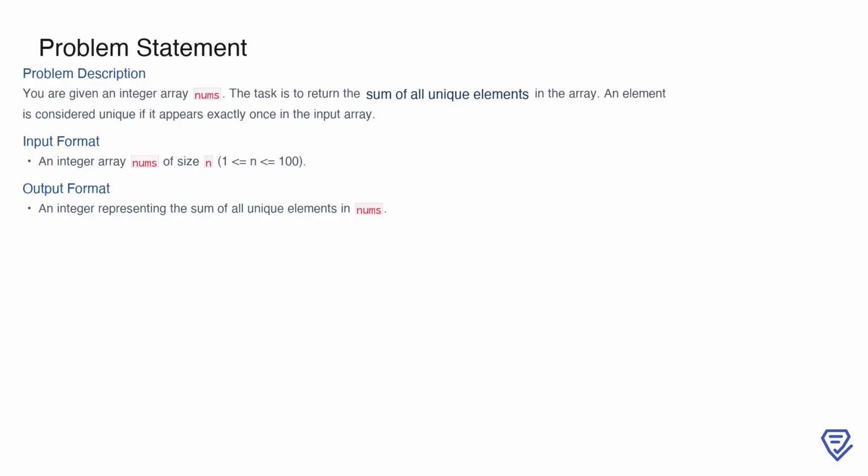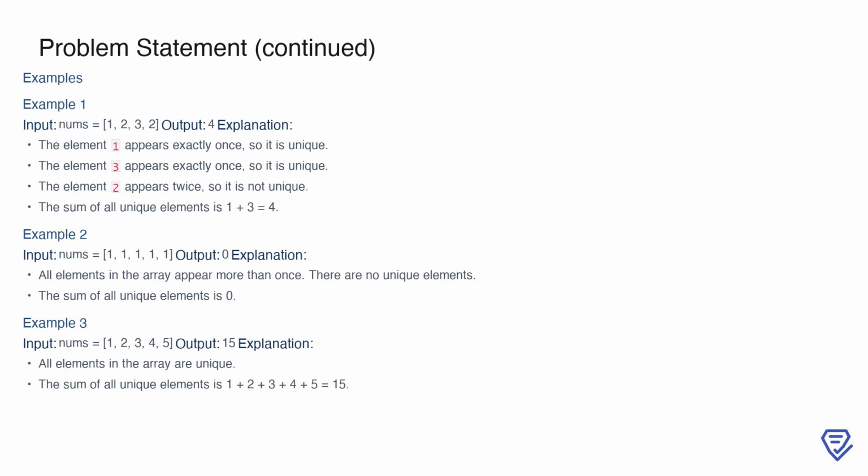The input will be an integer array nums with a size between 1 and 100. The size of the array is denoted by n, and it will always have at least one element. The output will be a single integer, which represents the result of summing all the unique elements in the input array. To make this concept clearer, let's go through a few examples.